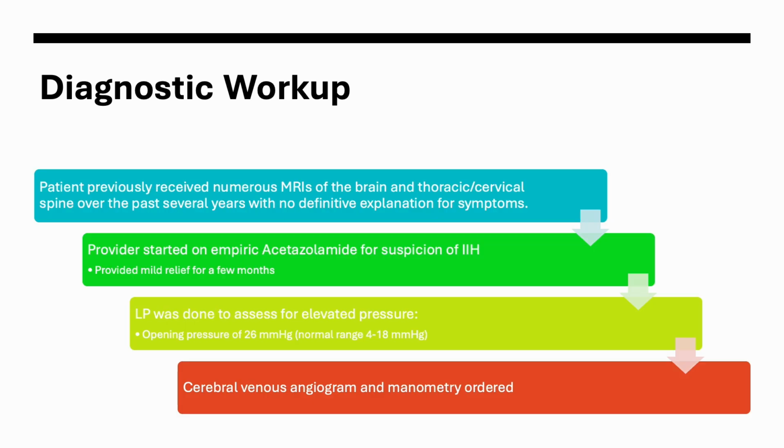Due to this symptom relief, a lumbar puncture was performed to measure the opening pressure, which was substantially elevated for a relatively young and otherwise healthy patient at 26 millimeters mercury, which further pointed toward a diagnosis of IIH. This ultimately led to the order of a cerebral venous angiogram and manometry to assess for any stenosis and pressure gradient.